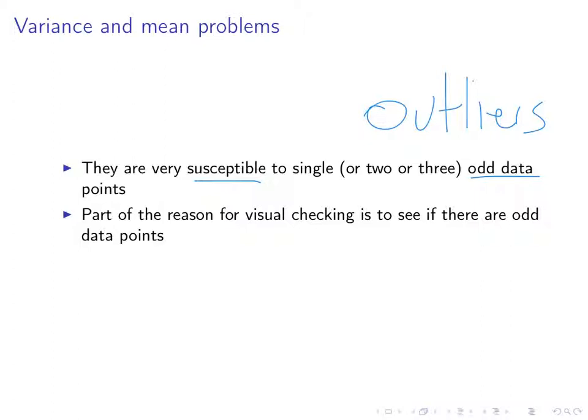And a big part of the reason for doing visual data checking is just to see if there are these odd data points. What we do with it is a different story altogether, but in the first case we need to know they're there.